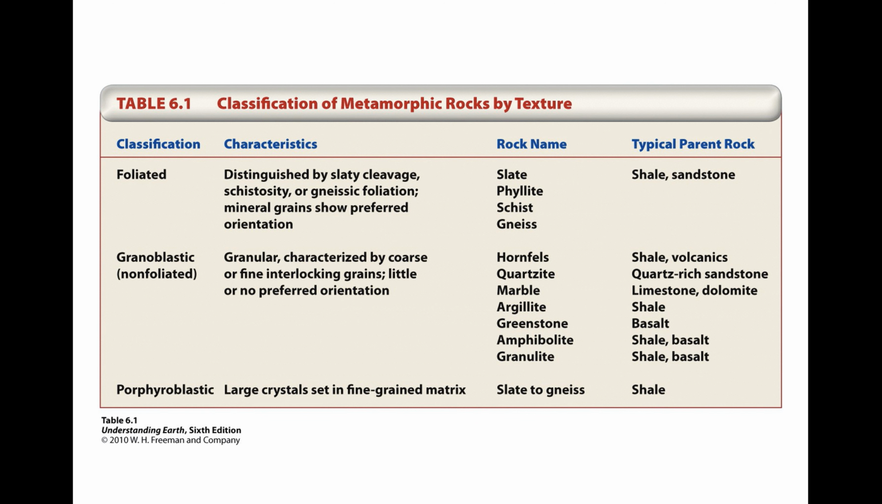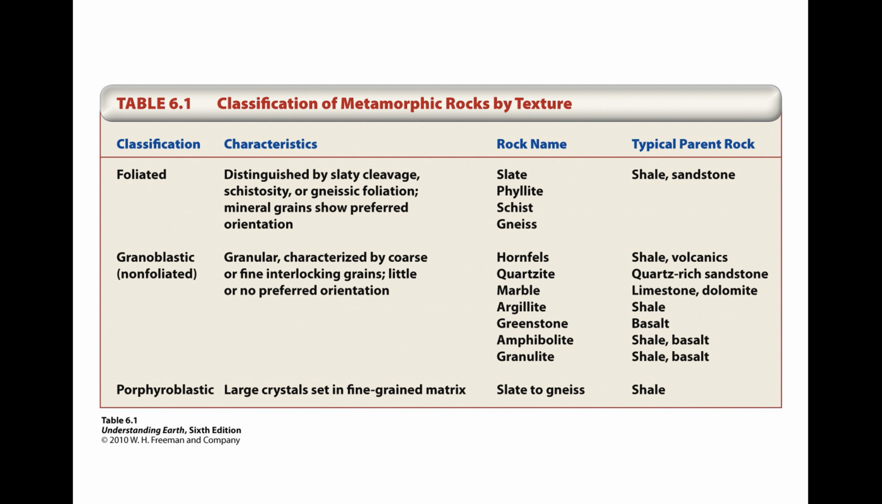So last but not least, we have now the typical parent rock, that means the precursor of this metamorphic rock. When we are talking about slates, phyllites, schists and gneisses, we have as a typical parental precursor a shale or a sandstone. For granoblastic rocks, hornfels has as a typical parental rock a shale or a volcanic rock. The quartzite has as a parental rock a quartz-rich sandstone. The marble has a limestone or a dolomite. The argillite has a shale. The greenstone a basalt or a shale. The amphibolite a shale or a basalt. And the granulite also a shale or a basalt, yeah?